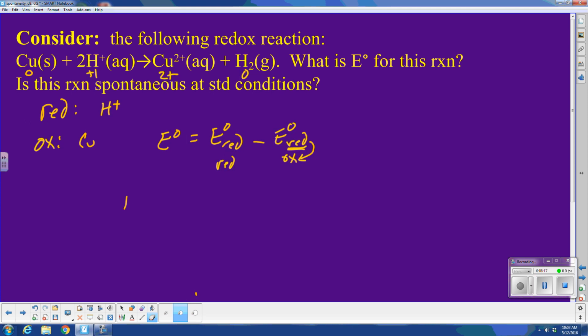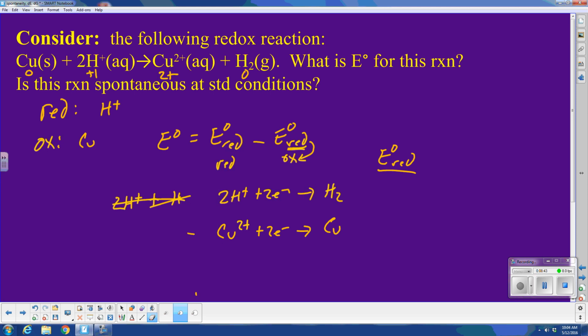So that means I have two H+ plus 2 electrons going to H2. And I have to write this as a reduction. So Cu2+ plus 2 electrons going to Cu, right? And then I can look up the standard reduction potentials. I have to write this as a reduction, even though it's oxidizing here, because my table is all about reducing species. So let's take a look at my table.